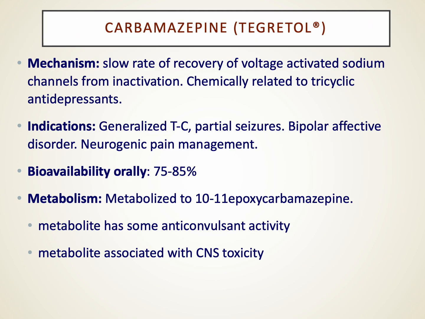So let's talk about some of the key drugs we talk about in this block. One is carbamazepine or Tegretol. And even though we don't use it as much in mental health as we used to, we still see it used. Tegretol or carbamazepine works to slow the rate of voltage-regulated sodium channel activity, indicated primarily for generalized tonic-clonic seizures or partial seizures. We'll talk more about what those are in neurology in the spring. But we also use them for bipolar affective disorder, and they're also used for neurogenic pain management, particularly trigeminal neuralgia.